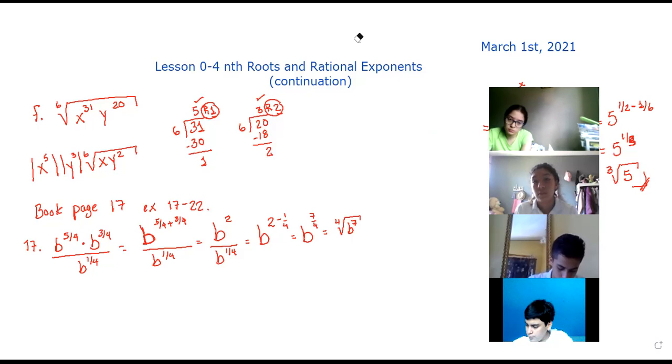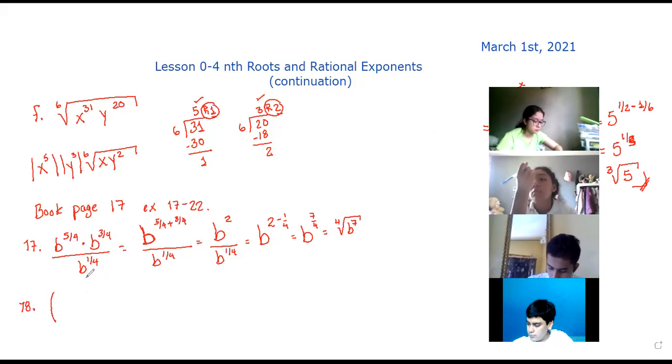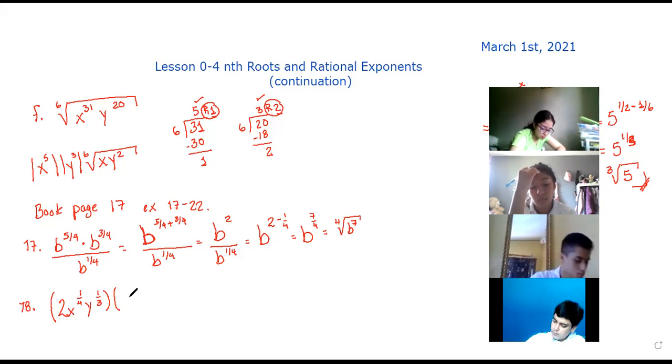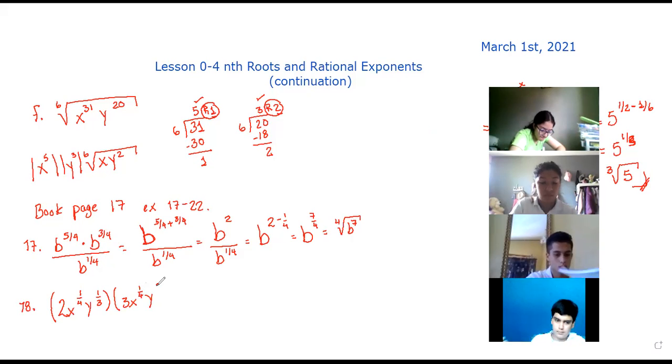Okay, number 18. If you don't understand my numbers, you can see them in your book. 2x to the 1/4, y to the 1/3, times 3x to the 1/4, y to the 2/3.